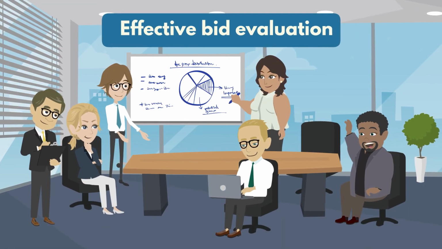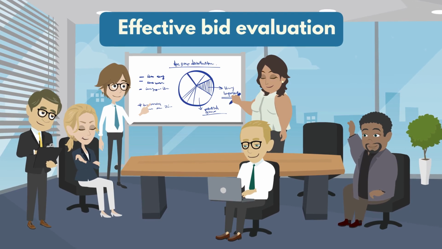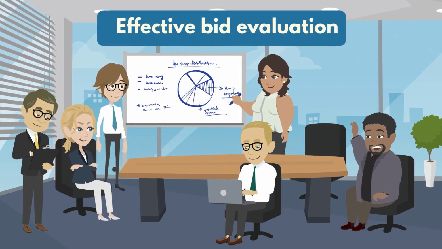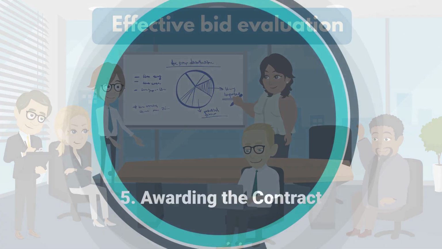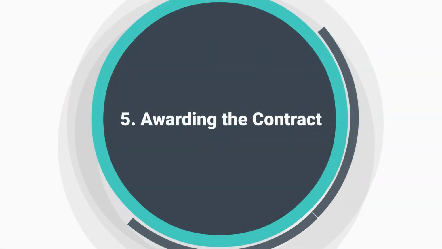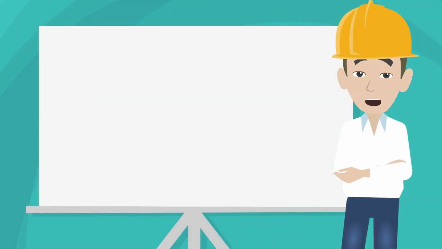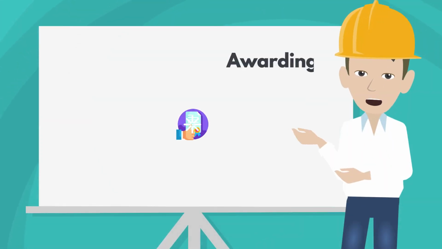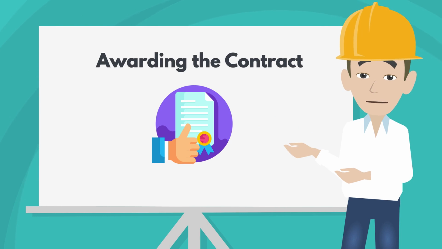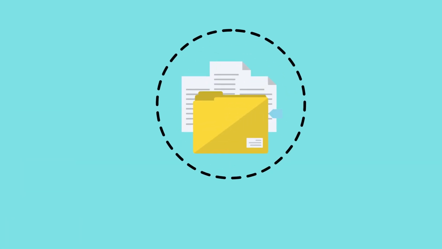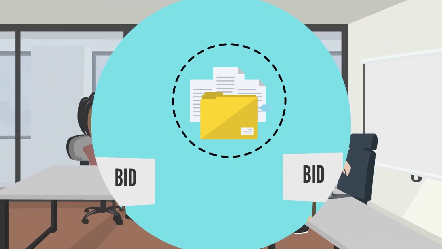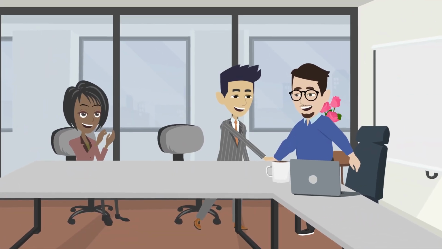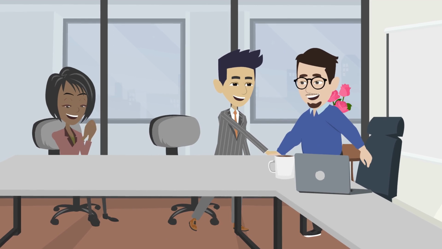Effective bid evaluation helps in securing a competent contractor or supplier who can successfully execute the project according to the defined requirements. 5. Awarding the contract. Let's explore the final step of the construction tendering process, awarding the contract. After the evaluation process is complete and all bids have been thoroughly assessed, the project owner selects the successful bidder and proceeds with awarding the contract.